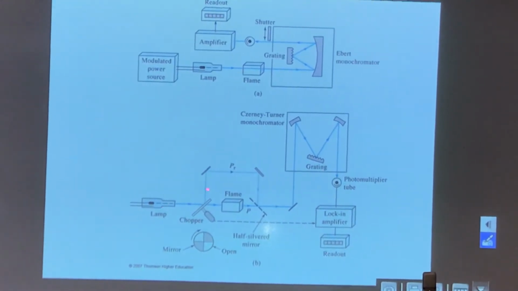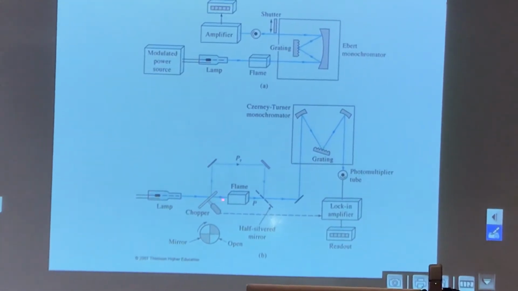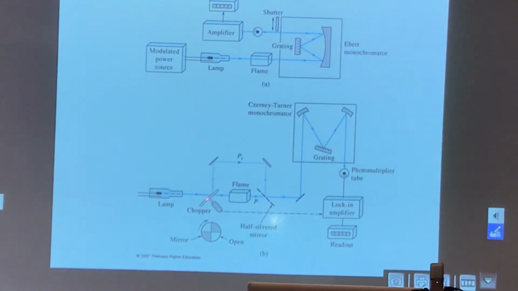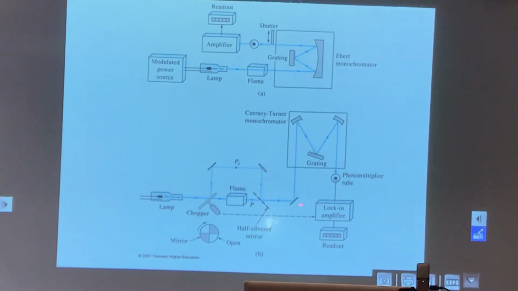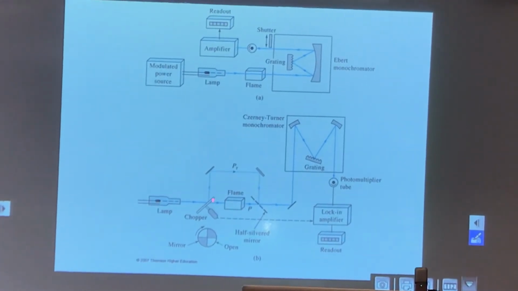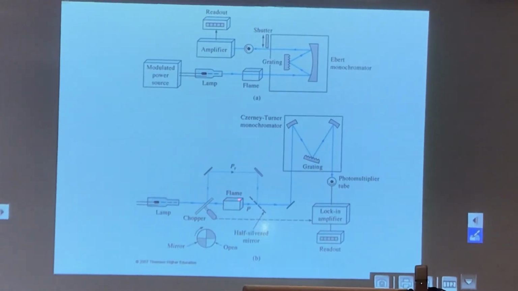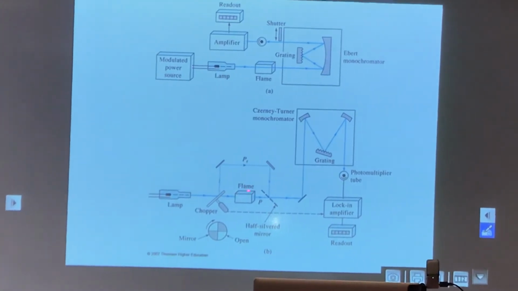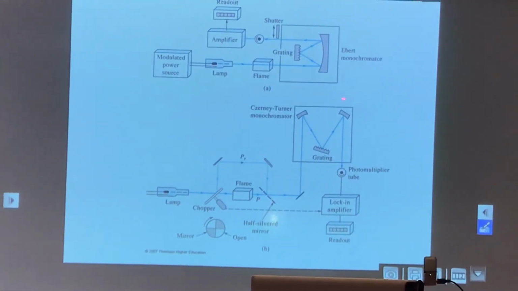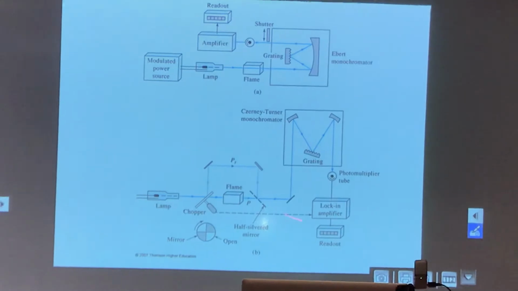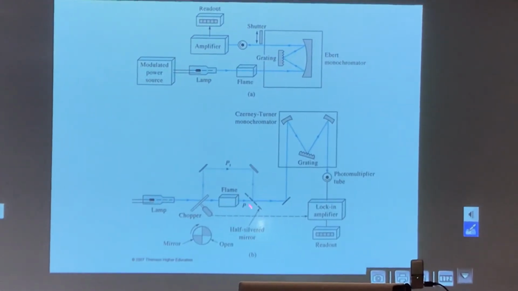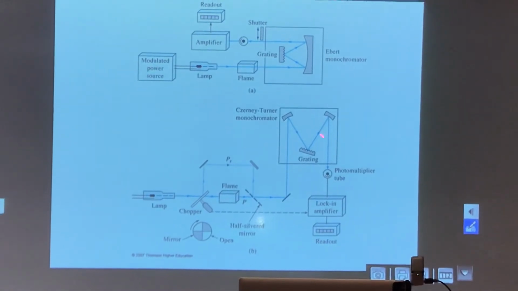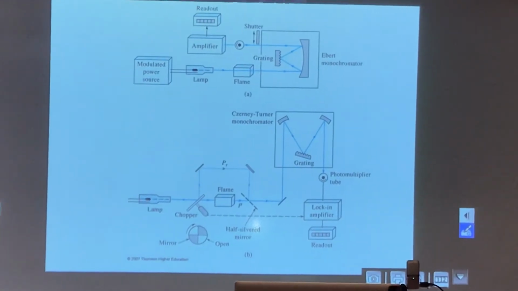The first thing is that at some point in time, the signal from the lamp bypasses the flame. The flame has a sampling, right? And it bypasses the flame, and it goes straight to the photomultiplier tube and then to the reader. What this does is it allows you to be continuously subtracting the background, right?